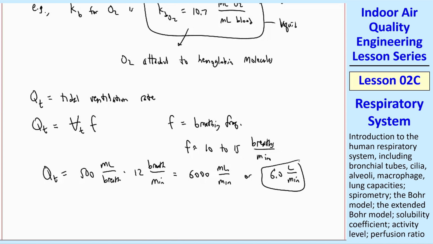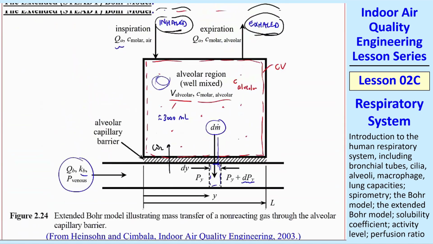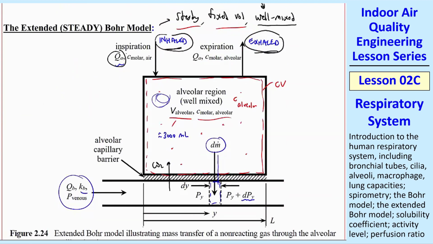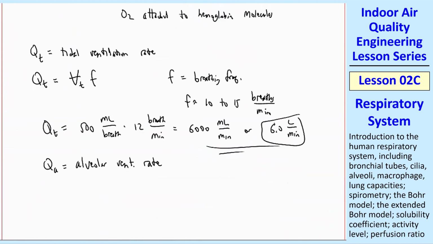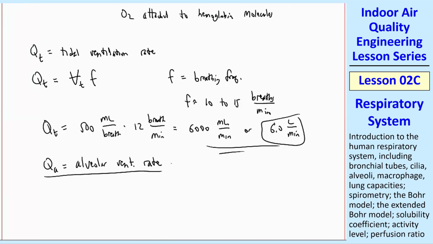So you breathe in and you also breathe out. Then in a minute you breathe about 6 liters of air, which is quite a bit actually if you think about it, in 1 minute. But remember the anatomic dead space, all your bronchial tubes, so not all of this is useful, and so we'll define QA as the alveolar ventilation rate. This is what we're actually going to use in the Bohr model. You see this QA up here. So the volume flow rate coming into this extended Bohr model is what we're calling here the alveolar ventilation rate, and that's the average flow rate of fresh air. So this is the fresh air analog to the QT.